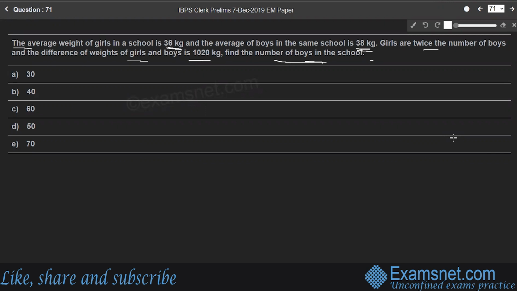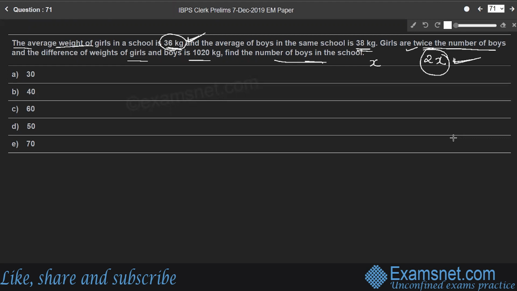Let us assume the number of boys in the school is X here. And also it is given that girls are twice the number of boys. So then the number of girls will be 2x. And also it is given that the average weight of girls in the school is 36 kg. Here average weight is given and the number of girls is given. So considering these two values, we can find the sum of weight of girls and boys. That is the total weight of girls and boys, right?